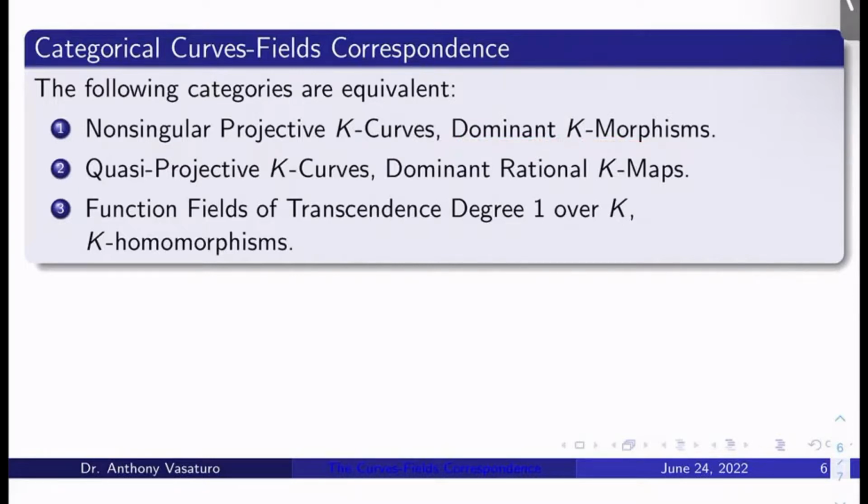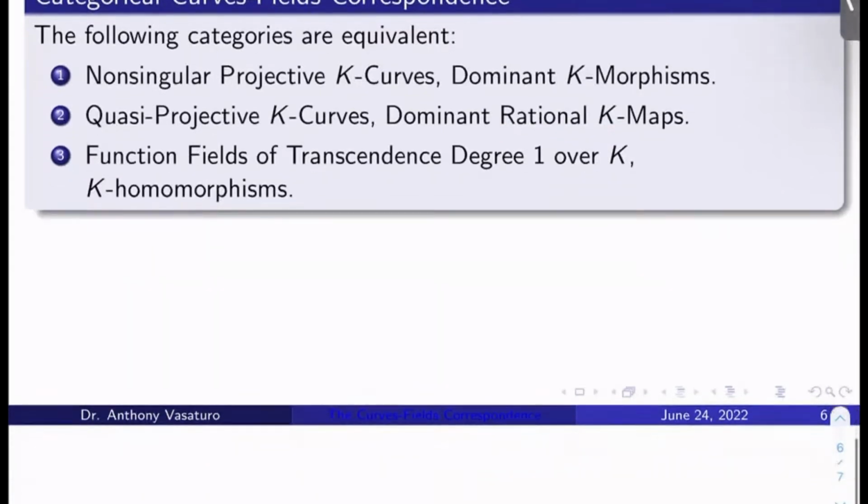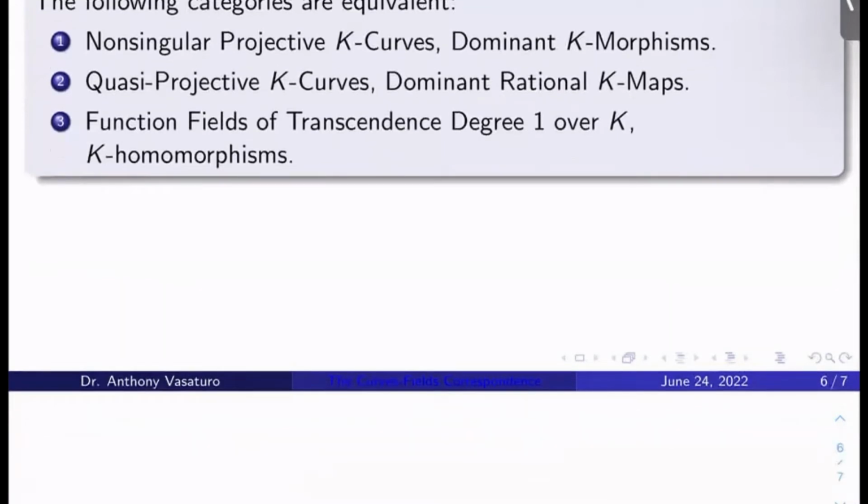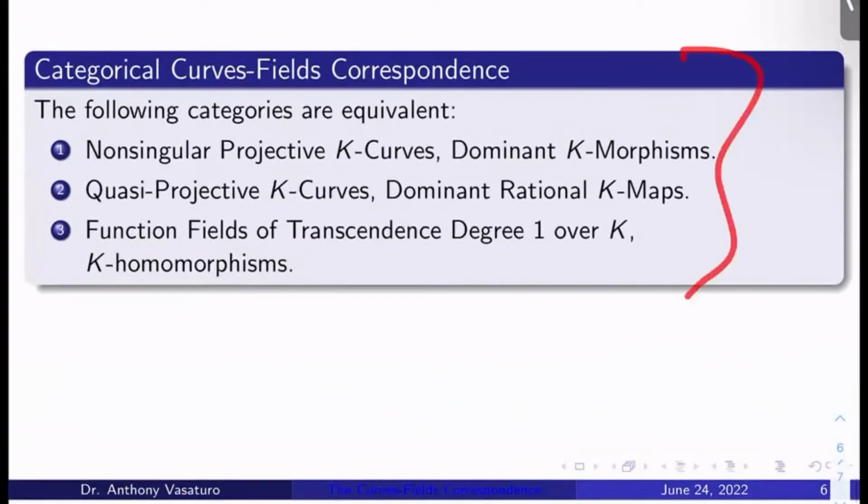Okay, quasi-projective K curves with dominant rational K maps. Quasi-projective varieties are just like an open subset of a projective variety. And a rational map is a map that's maybe not necessarily defined on the entire domain, but it's defined on an open subset of that domain. Okay, and then the third category is function fields of transcendence degree 1 over K, which I won't describe here. And the maps there are K homomorphisms, those injections of function fields we talked about earlier. Okay, and you can do even a little bit better than this once you know scheme theory. I would see Vakil's notes for that.